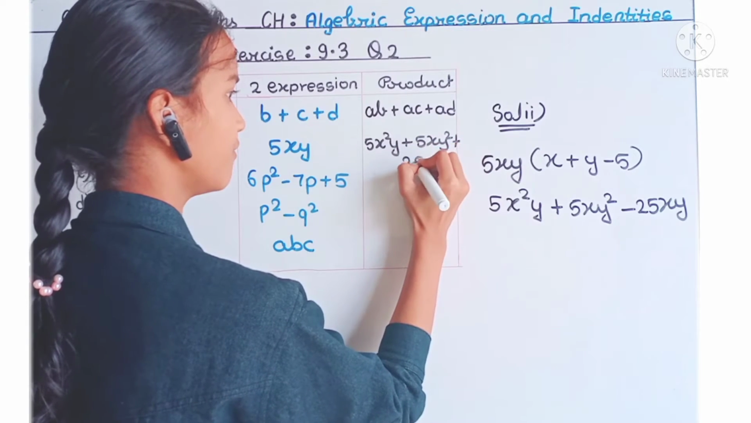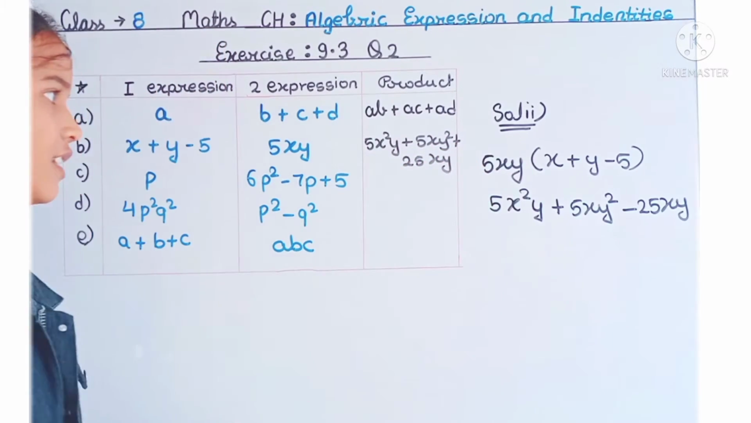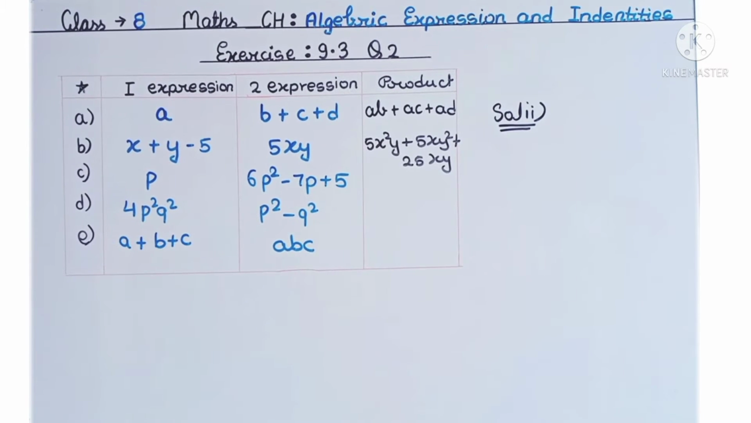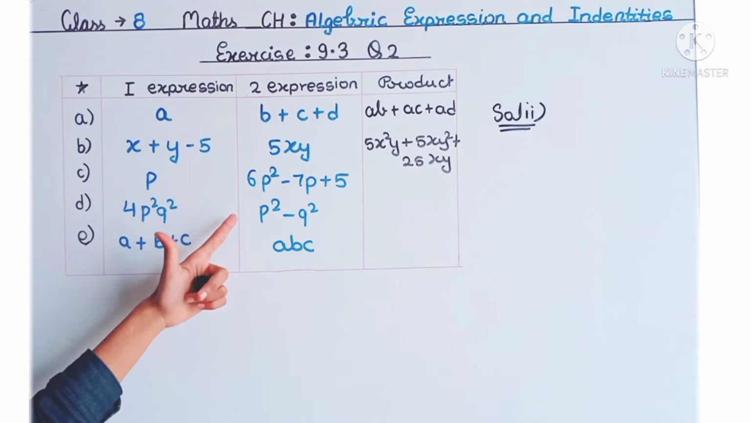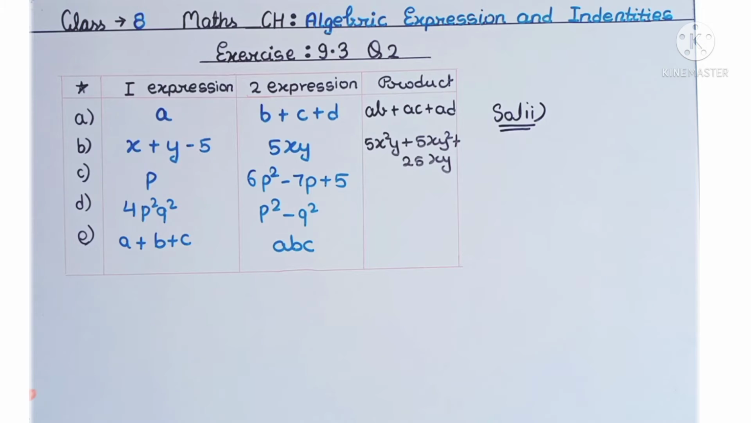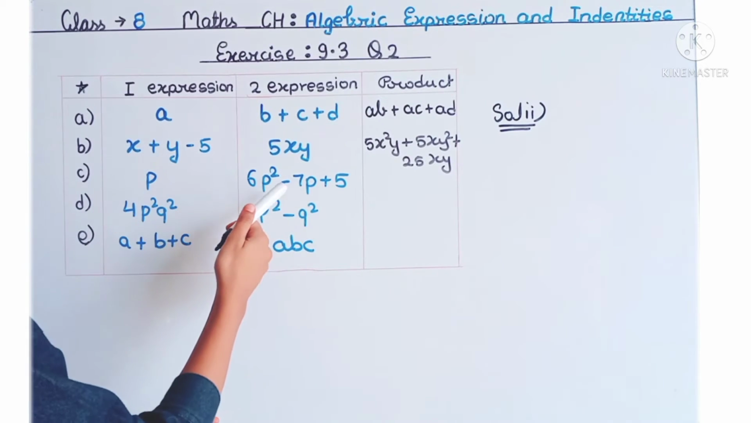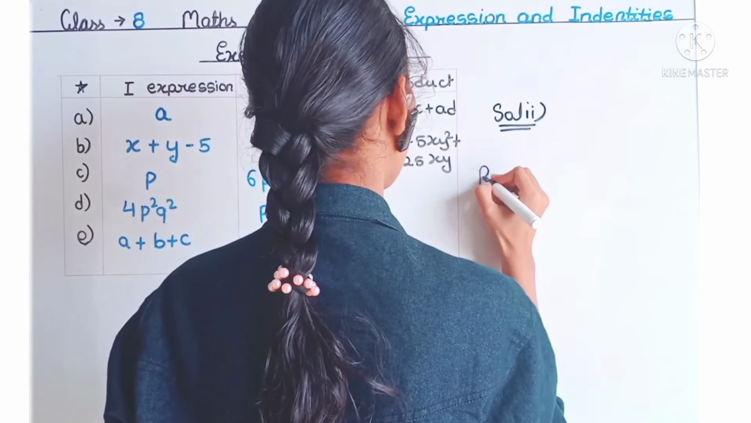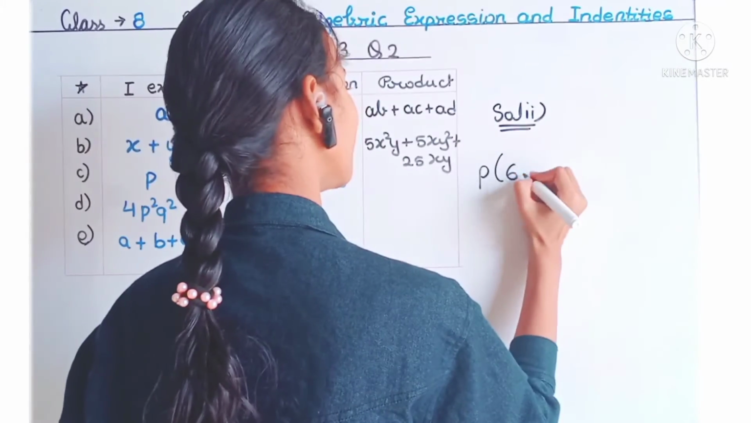Plus 25xy. So now let's come to the third part of this question, which is also the same. So what is in the third part? We have to multiply p by 6p square minus 7p plus 5. So same as before, the signs are also the same like the second part. So we will note it down in multiplication form and solve it.